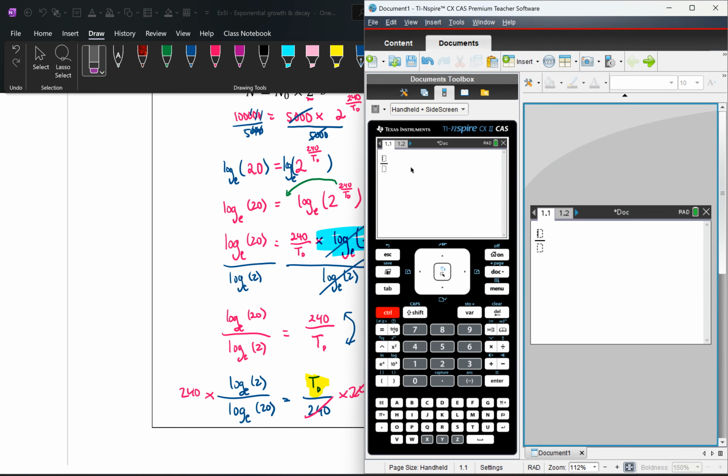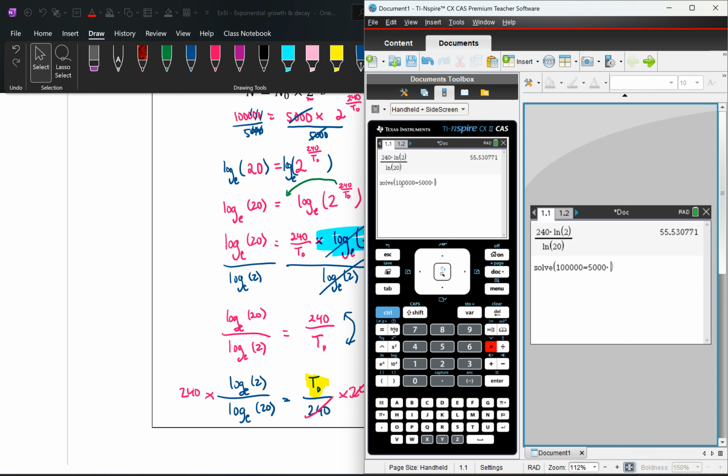So here we go. We should have 240 multiplied by ln of 2 divided by ln of, what was it again? Whoops. What was the bottom one? 20. So this is what you should get: 55.53. Or if you did it from the beginning, you could have done menu 3-1 solve. And what am I solving for? I'm solving for 100,000 equals 5,000 multiplied by 2 to the power of 240 over x. Solve for x, and you get the same thing.